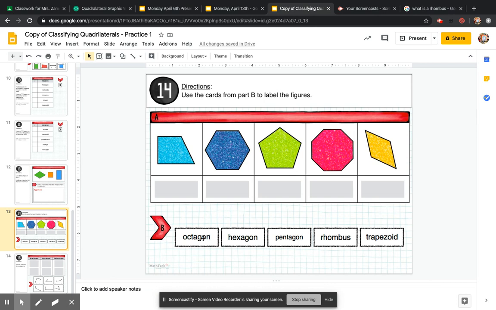This one, you're simply dragging the name to the picture. So you're matching the shape to its name. Again, if you do not know these shape names, you need to ask for help. It's very important that you know the names of these shapes.